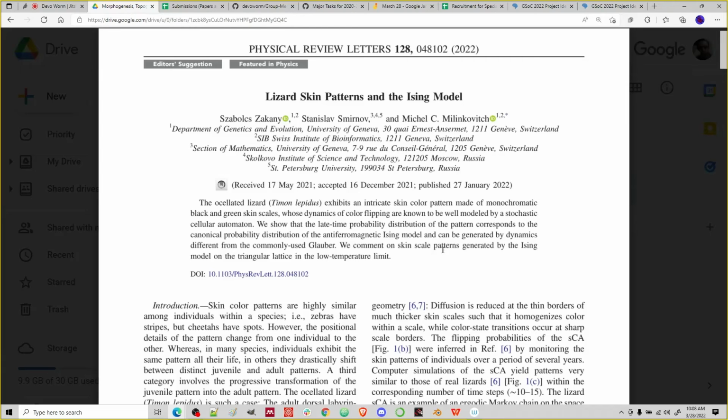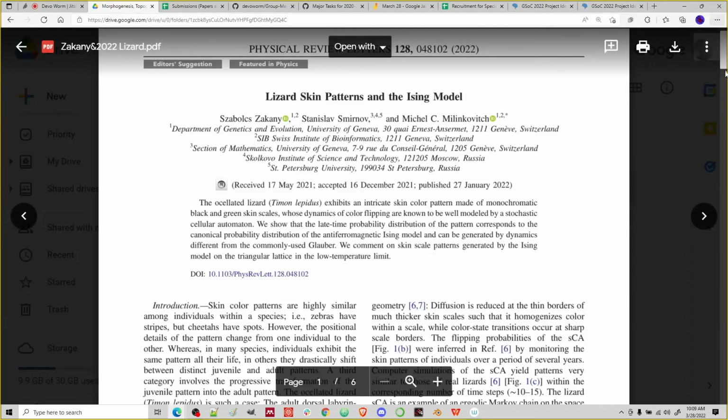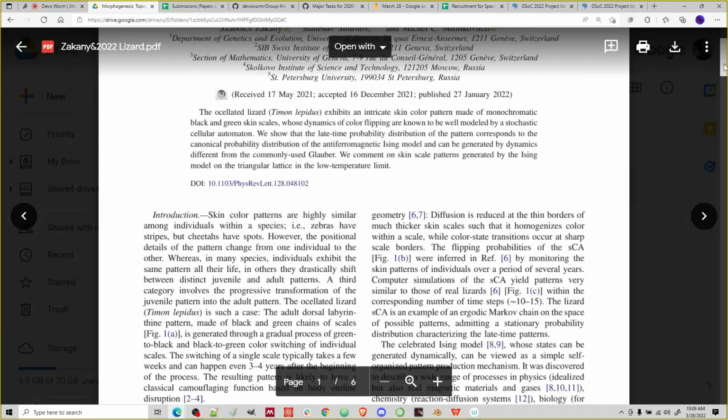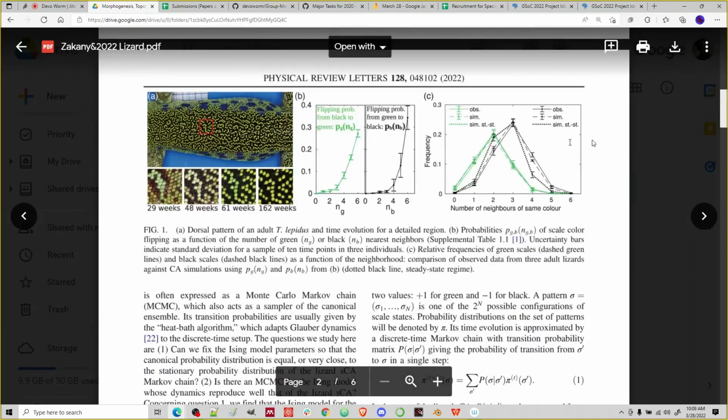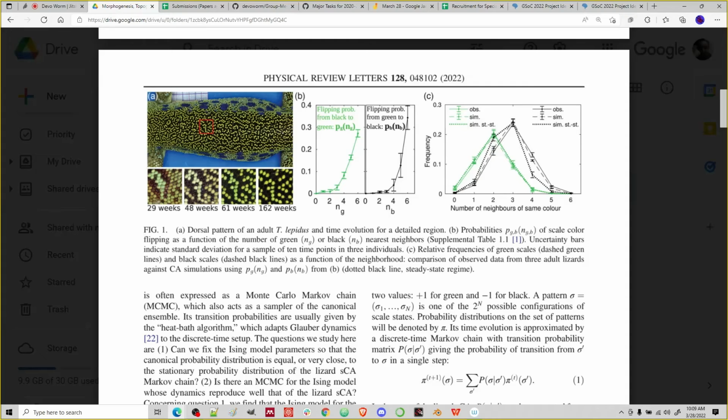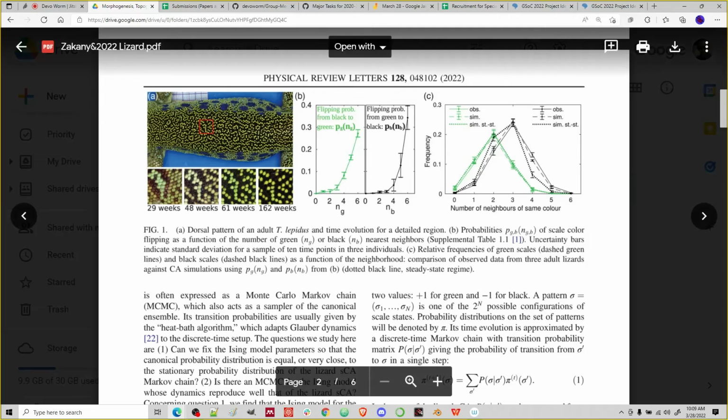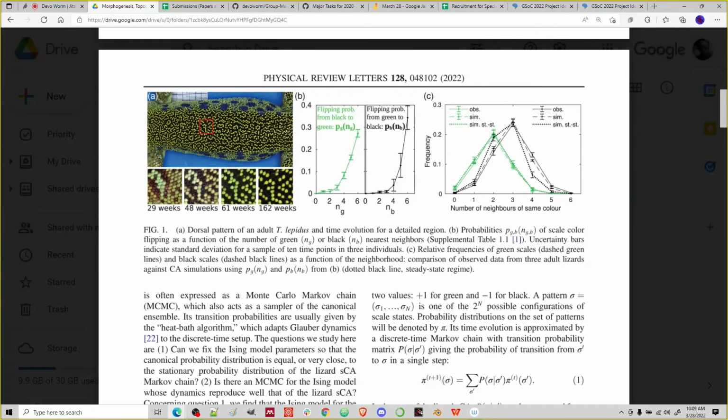We comment on the skin scale patterns generated by the Ising model on the triangular lattice in the low temperature limit. So they talk about, let me see if they have any images here. So this is an image of scales on this organism. This is the dorsal surface, which is the back. So you can see the top of the organism. This is what it looks like. So you have this patterning that goes from 29 weeks to 162 weeks.